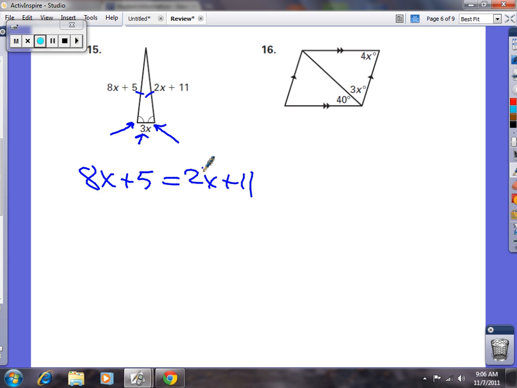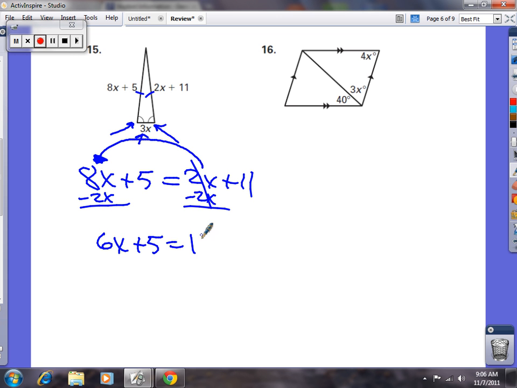I would move these two x's over. Tony, how are we going to move these two x's over here? I always put my x's where they are the most, and 8 is more than 2. So I'm moving these two over here. How? Minus 2x from that side, minus 2x from that side. So that's gone. Here's what you got: 6x plus 5 equals 11.